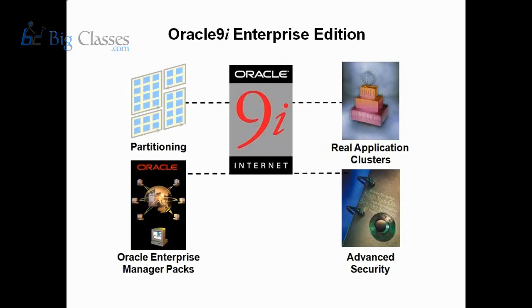9i is the internet version, and these are the features given by Oracle here: Real Application Clusters, advanced security, Oracle Enterprise Manager and partitioning, right? These are all special features for the Enterprise Edition, because we have Standard Edition and this is the Enterprise Edition, which has all the features in it. Real Application Clusters, RAC, is now booming in the market.